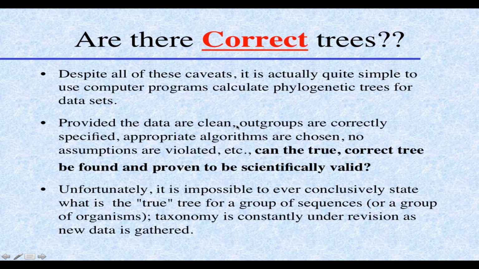Okay. Is there a correct tree? Is there a right way to display my data? Is there a right way to calculate my data? It's pretty easy, actually, to use this software once you get the hang of it. Provided the data are clean, you've chosen a good outgroup, you've chosen an appropriate algorithm, you haven't too blatantly violated the assumptions, can you find a true, correct tree and prove it?